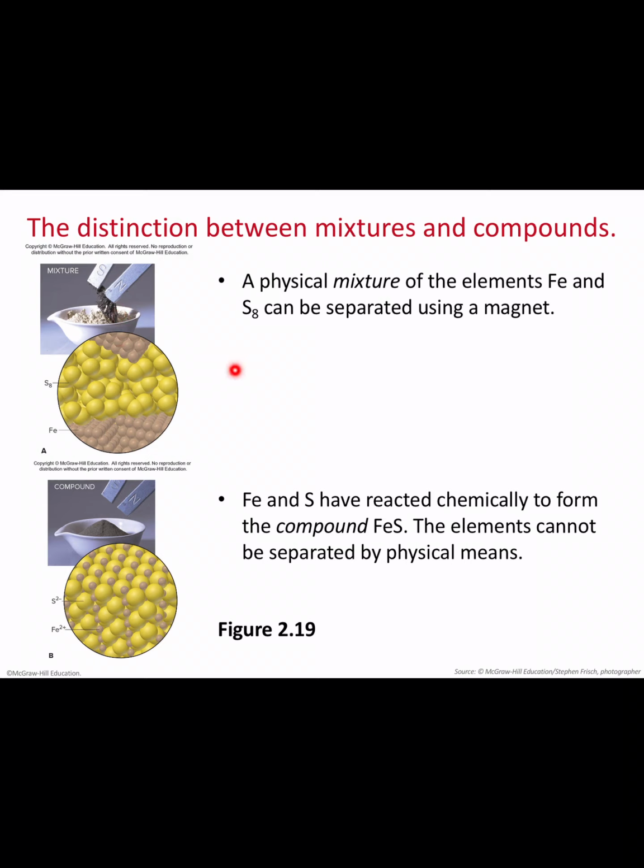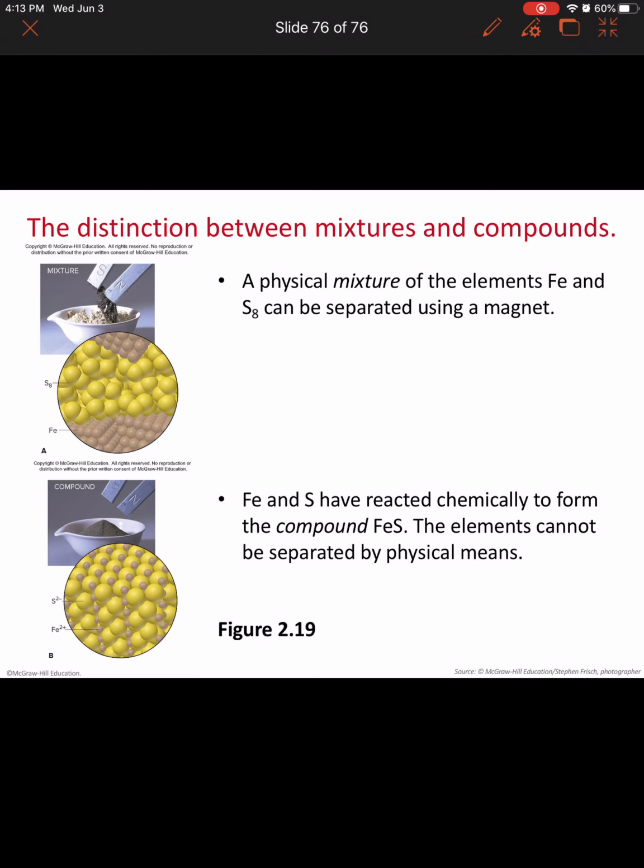You can separate them. But if you make a compound of iron and sulfur, iron sulfide, FeS, you will not be able to separate them using a magnet, because iron and sulfur have reacted chemically to form the compound iron sulfide. The elements cannot be separated by physical means. Okay. So that concludes our chapter 2.